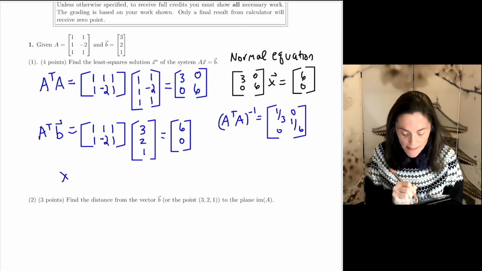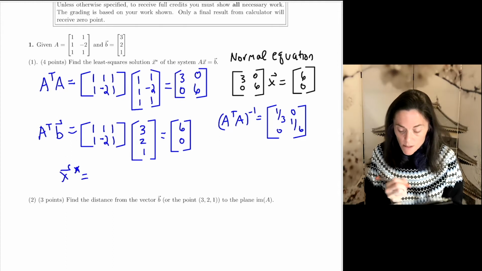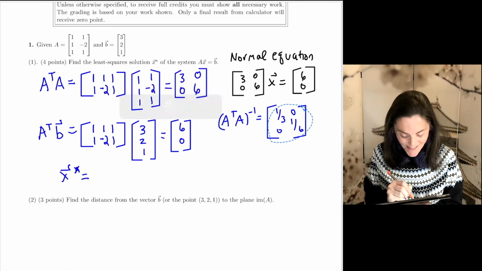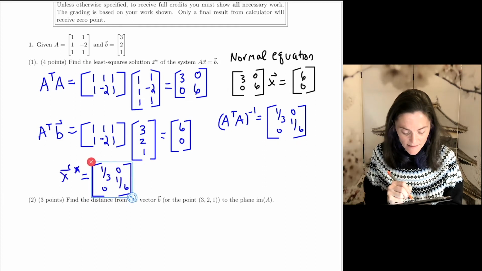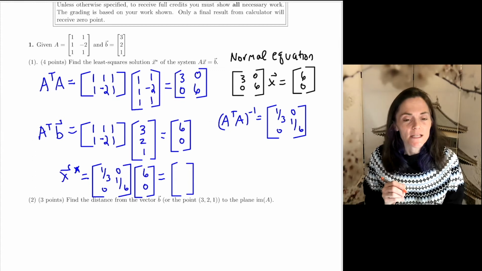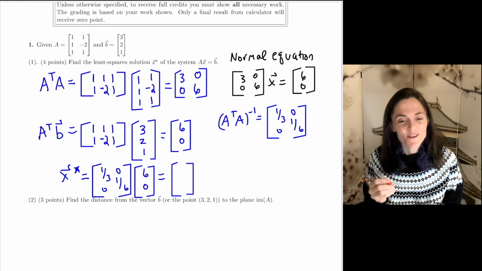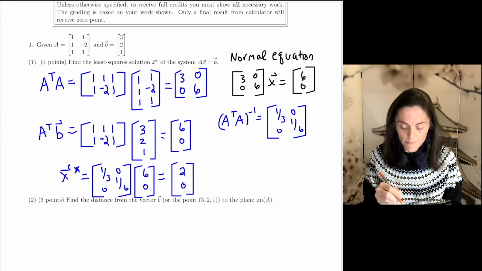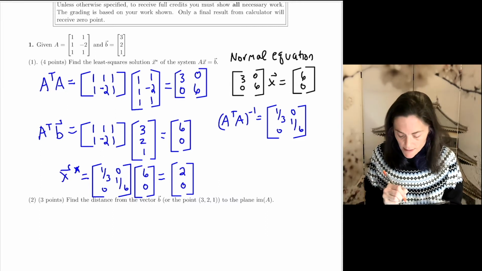Now, here's my solution, X star, my least squares solution. What I want is A transpose A inverse, and then times this A transpose B. If we think of a linear combination of columns, this is just 6 times the first column, which gives me 2, 0. So this is it. This is my least squares solution.